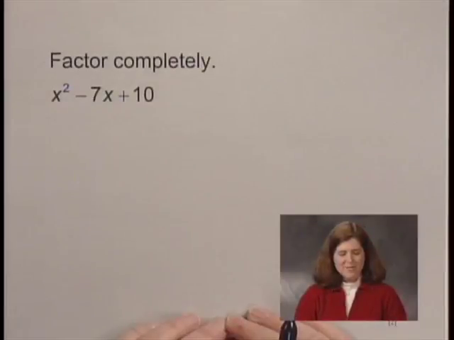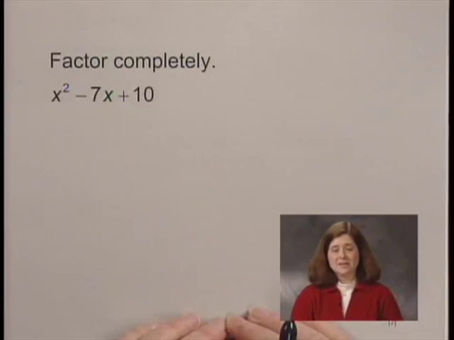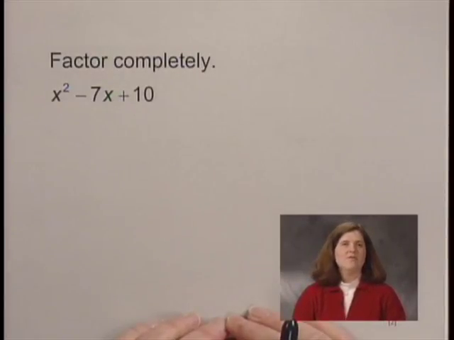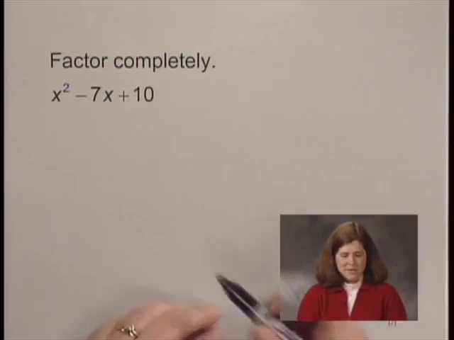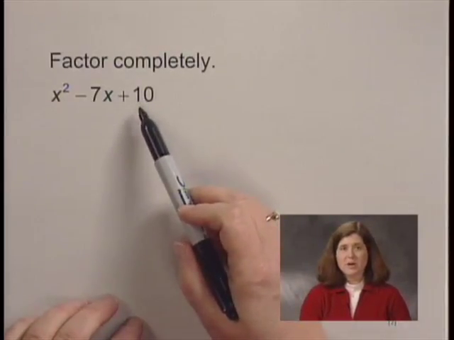In this problem, we'll factor a polynomial. We'll factor x squared minus 7x plus 10. The first step will be to look for any common factors, and the terms have no factor in common.